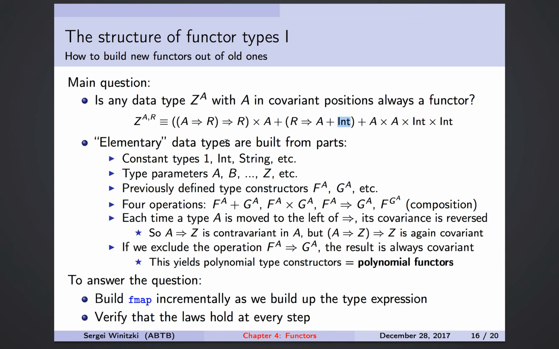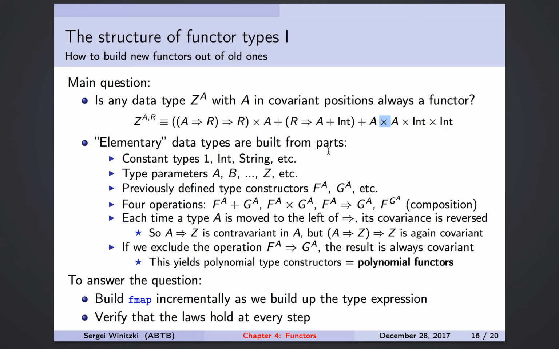for example, take two parts and put a plus between them, and you get a new type, or you use the arrow, or you use the product. So basically these are type expressions that are produced out of constant types, type parameters, and these operations. Or you can have also other operations like composition of functors, like you take one functor and apply it to another, like we did with our examples.